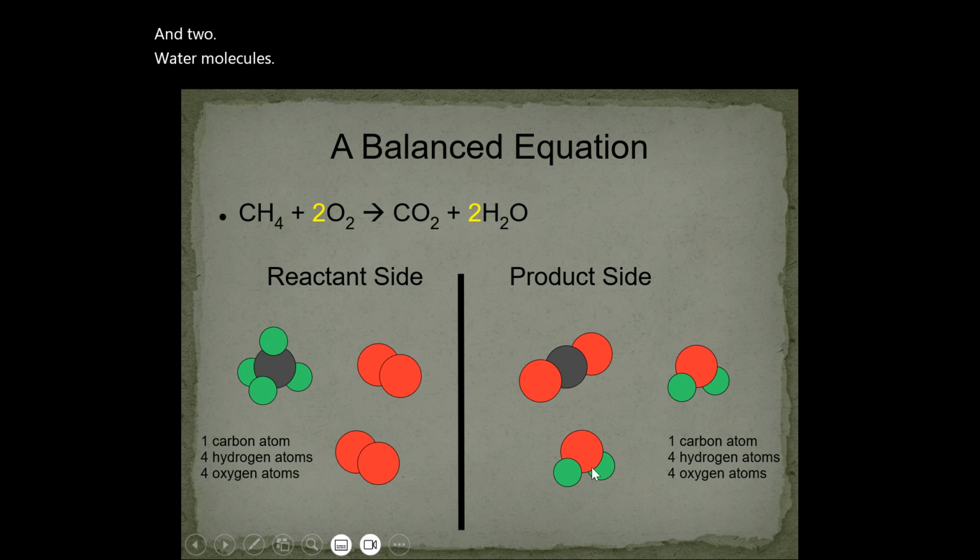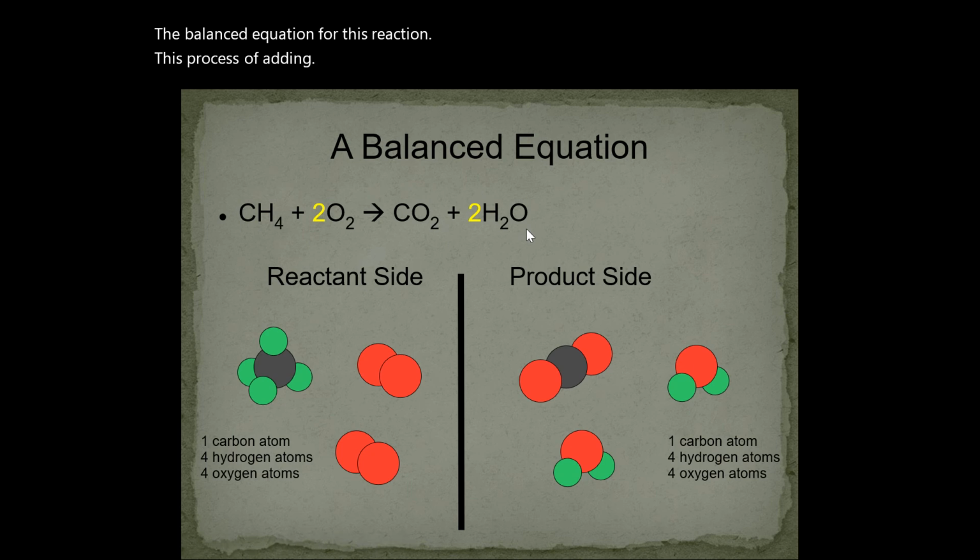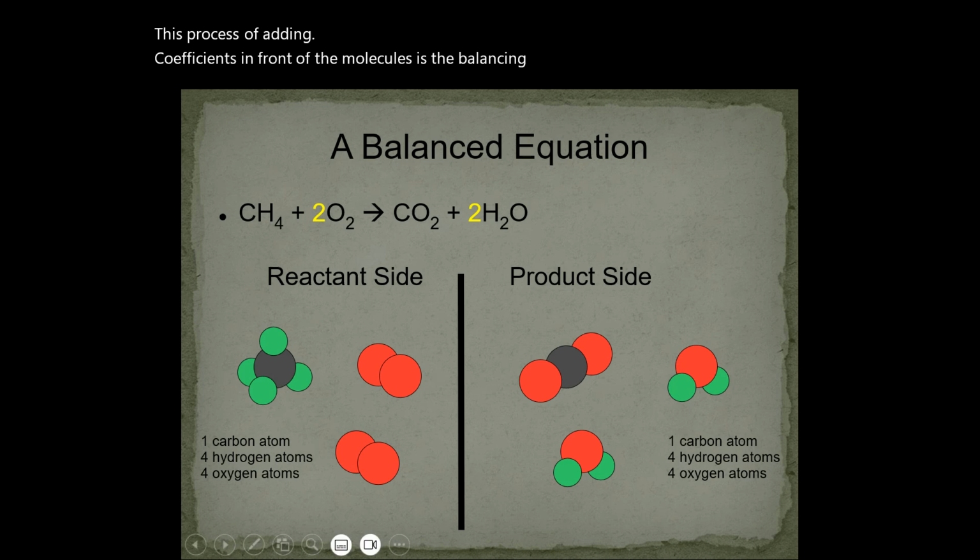I have four hydrogens. I have one carbon. I have four oxygen atoms: 1, 2, 3, 4. The equation is balanced. This would be the way I would write the balanced equation for this reaction. This process of adding coefficients in front of the molecules is the balancing equation process.